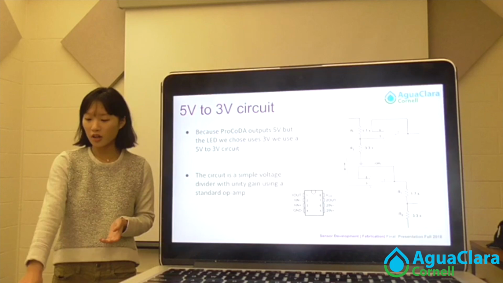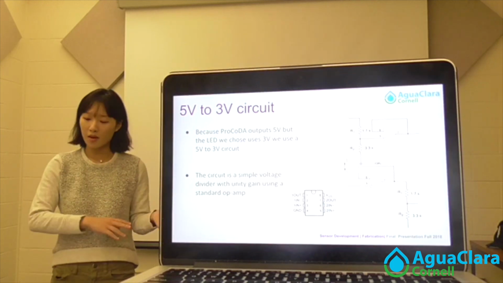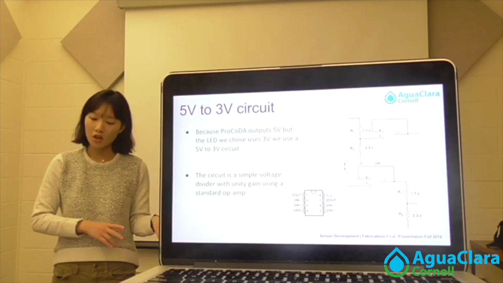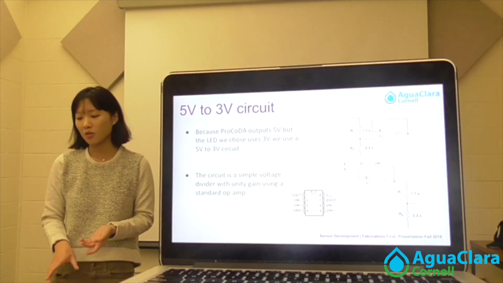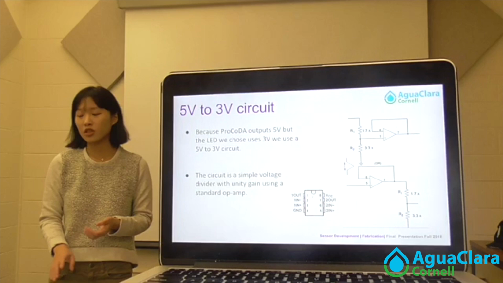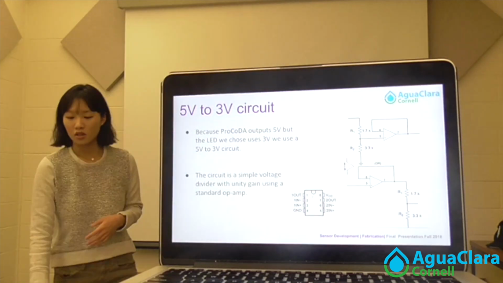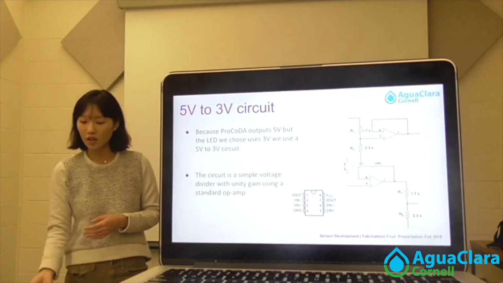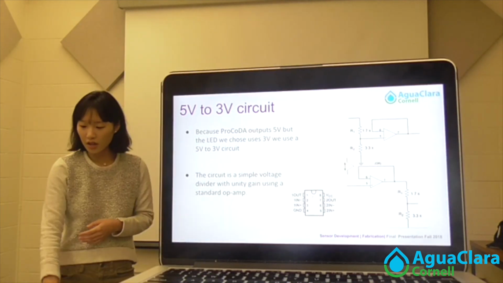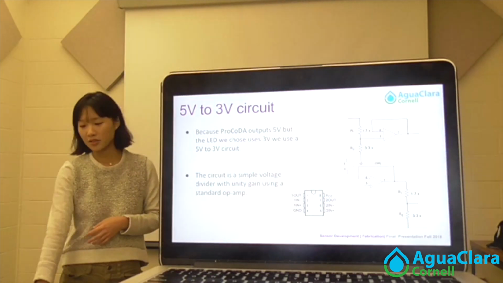And over here, as you can see on the bottom left, I have an image of what a traditional op amp looks like. On the right side, we have the circuit that we actually did use. This is also just a photo of what it ended up looking like. We used the LM324 op amp, as you can see.